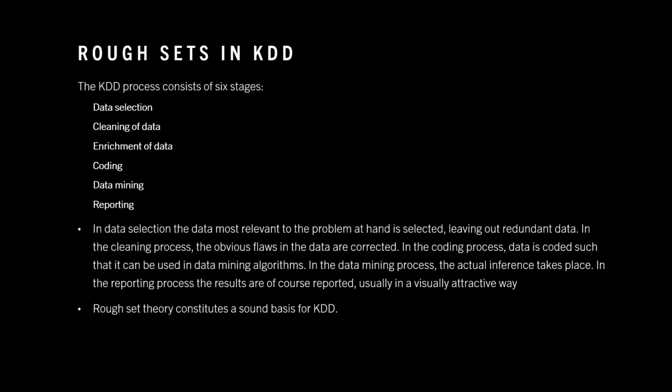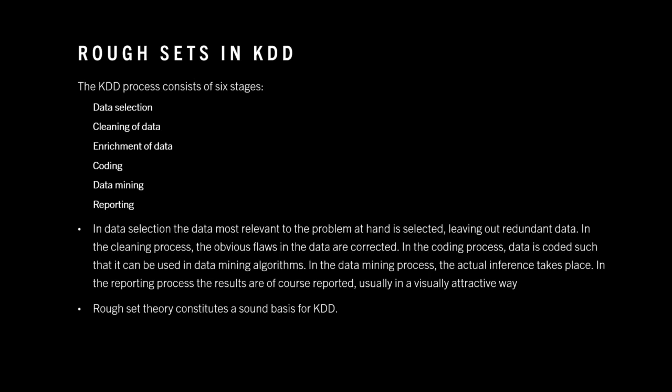So, first of all, let's understand the stages involved in knowledge discovery in databases. The first step is data selection. This is where the most relevant data from the huge data set is picked and all the redundant data, or the data that is not useful, is left out. The second stage is the cleaning process, where we remove all the obvious flaws in the data that is collected.